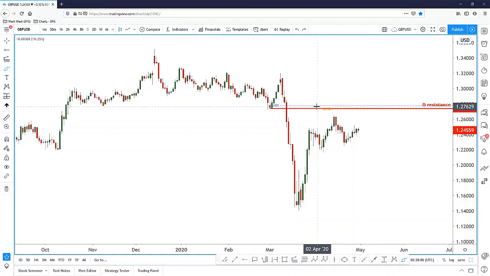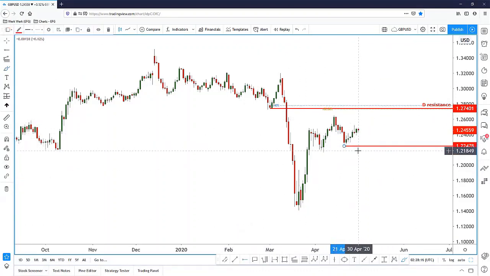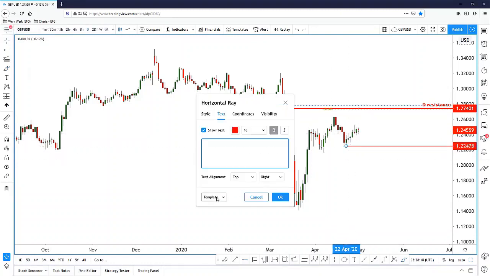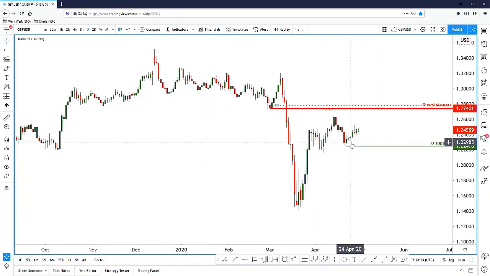So now we got our daily resistance. Let's look for our daily support. Right, daily support, of course, I will say that graphically speaking, we have a recent swing low over here. All right, so let me just change this. Call this the daily support. Right, that's the recent swing low, graphical support.